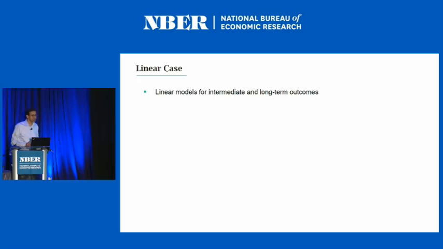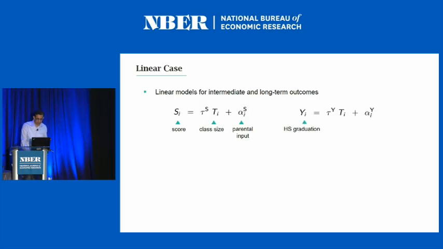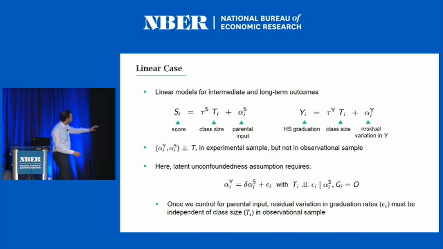All right, so now let's think about how identification works. Again, I'm going to focus on the linear case for simplicity. So let's suppose that we have linear models for both the intermediate and the long-term outcomes. In the case of the intermediate outcome, you've got test scores that are a function of class size, the treatment, and then some error, which you may think of, for example, as being parental inputs, which affect kids' test scores. Then you've got a similar linear equation for the long-term outcome, Y, which in this application I'm going to think of as high school graduation rates. It's also affected by the treatment, class size, with a coefficient tau y, and then there's some residual variation in Y. So the structure we're thinking about here is one where those two error terms are orthogonal to treatment in the experimental sample, but not necessarily in the observational sample.